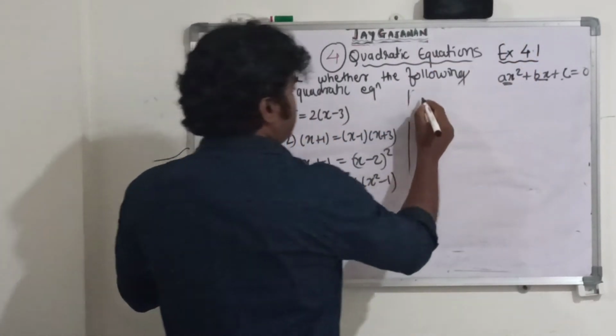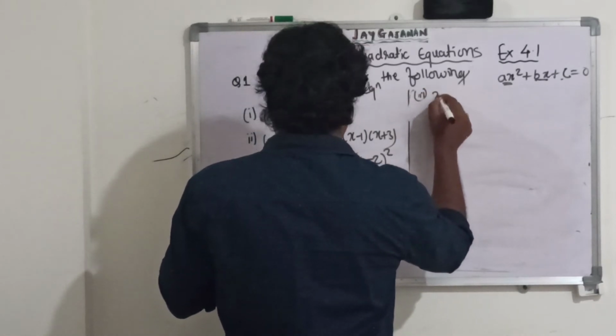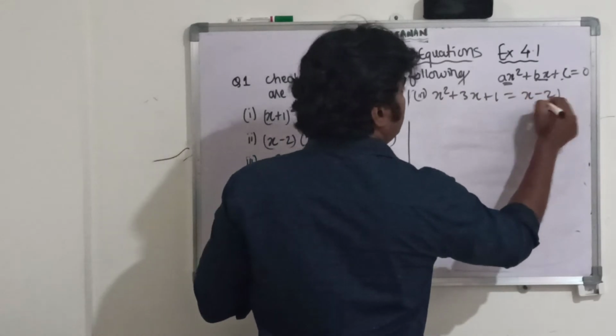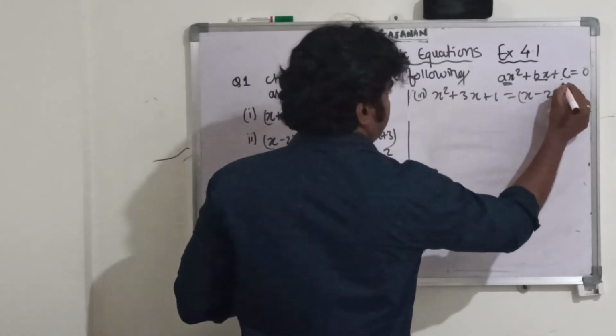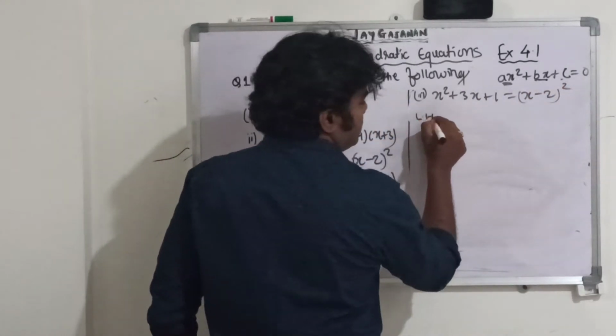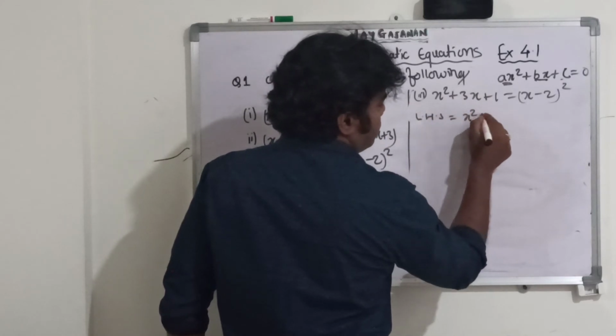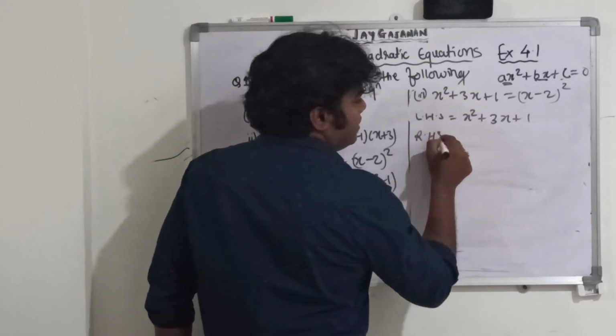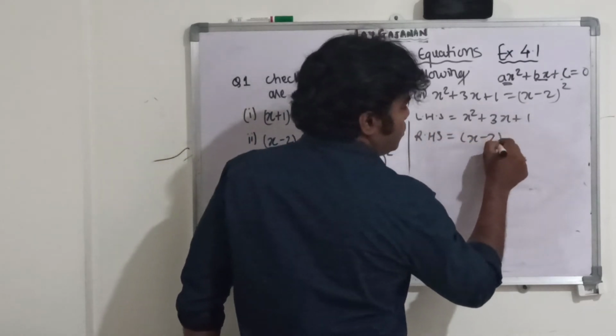So third question is x square plus 3x plus 1 equals to x minus 2 whole square. LHS cannot be further solved, so x square plus 3x plus 1 as it is. RHS is in the form of the formula, x minus 2 whole square.